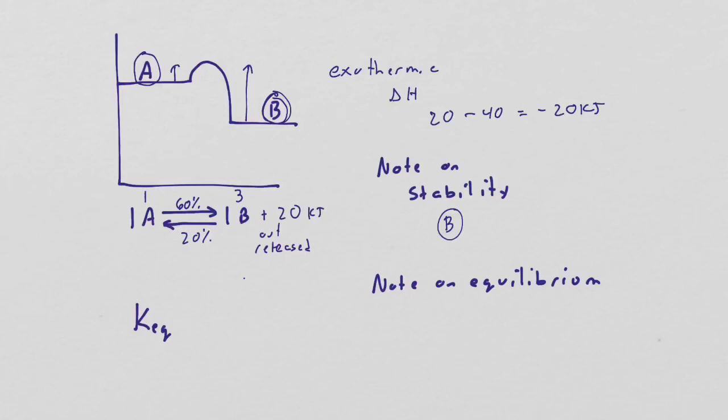So if you see a situation like this where the forward activation energy is lower than the reverse one, chances are the Keq is going to be, you're going to have product greater than reactant. And so your Keq is going to be greater than 1. All right, that's it. Short and sweet.